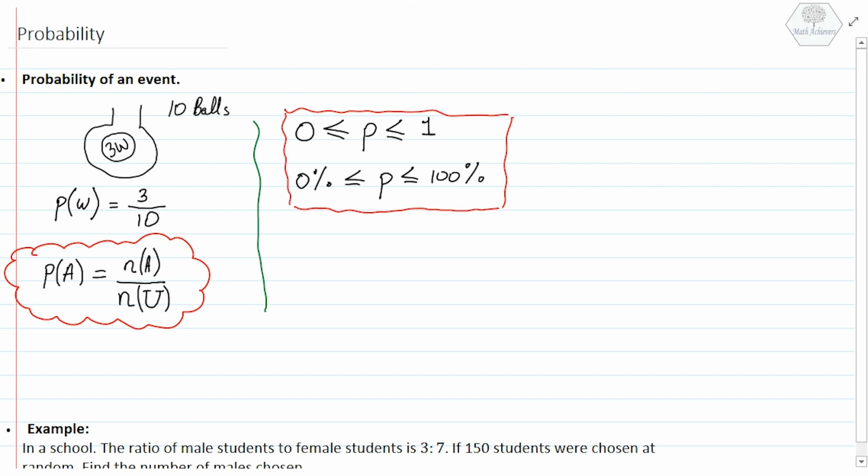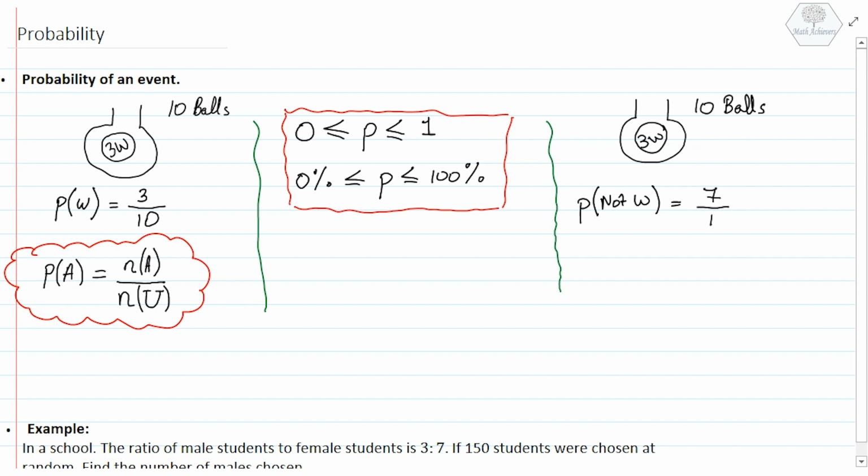Another thing that we have to know, which is also very important, is what's called the complementary event. Let's get back to our example. In the bag, I have 10 balls, of which 3 are white. What's the probability of picking not white? It's equal to the not 3, which is 7 balls, over 10.